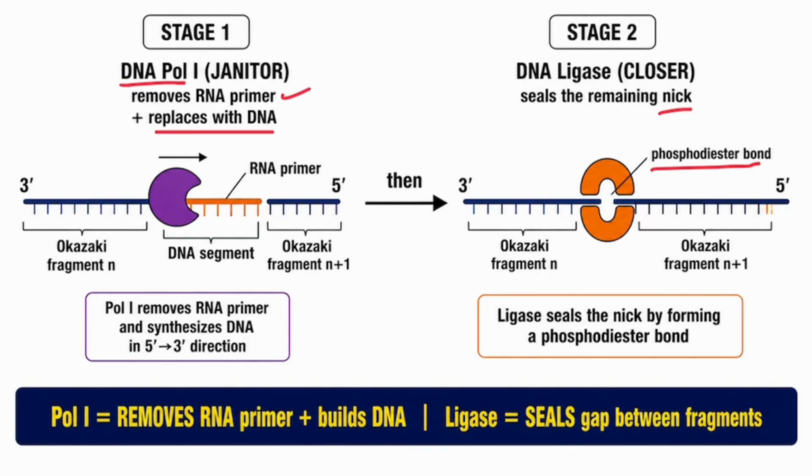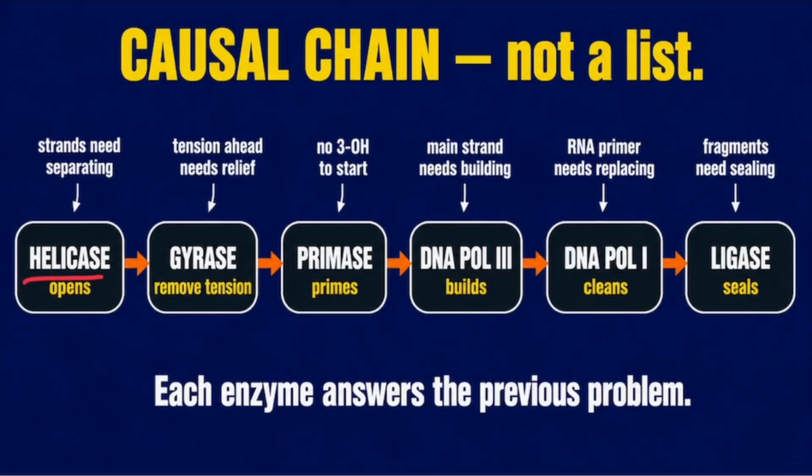So the full causal chain is: helicase opens the DNA, gyrase removes the supercoiling tension, primase lays the RNA primer, DNA polymerase III builds the strand, and DNA polymerase I removes RNA primer and replaces it with DNA. And lastly, ligase seals the gaps. Every enzyme solves the problem created by the previous step. That is the real memorization trick.